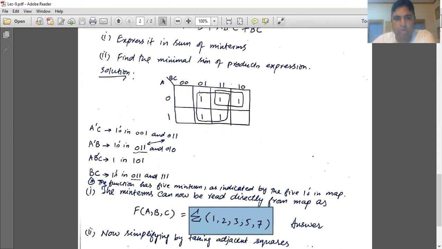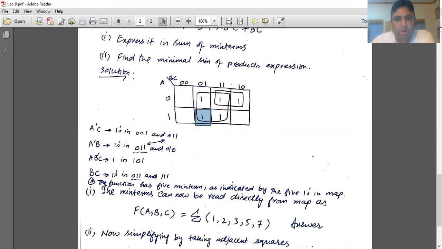Like this. You can see that this one is 0 0 1, which means sigma first minterm, so we will write 1 here. 0 1 0 is the second minterm, so we will write 2 here. 0 1 1 is the third minterm, so we will write 3 here.